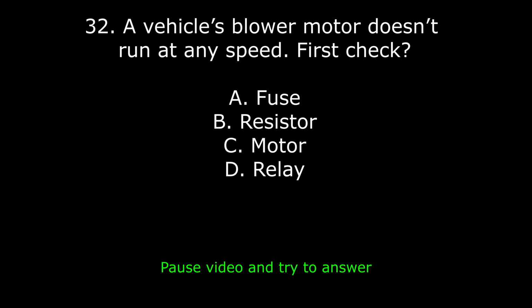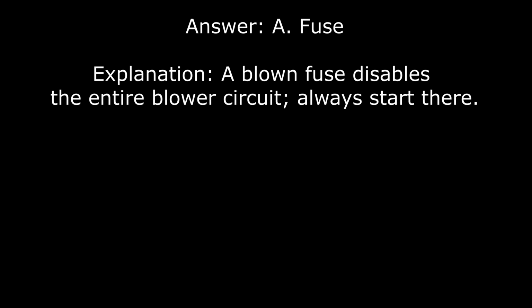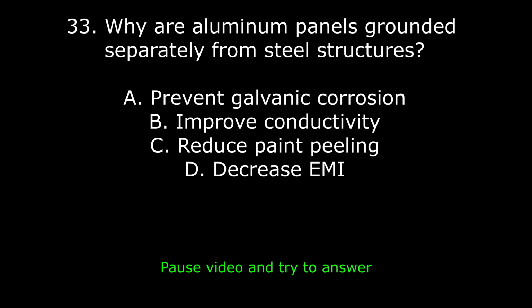32. A vehicle's blower motor doesn't run at any speed. First check: A. Fuse. B. Resistor. C. Motor. D. Relay. Answer: A. Fuse. Explanation: a blown fuse disables the entire blower circuit. Always start there.